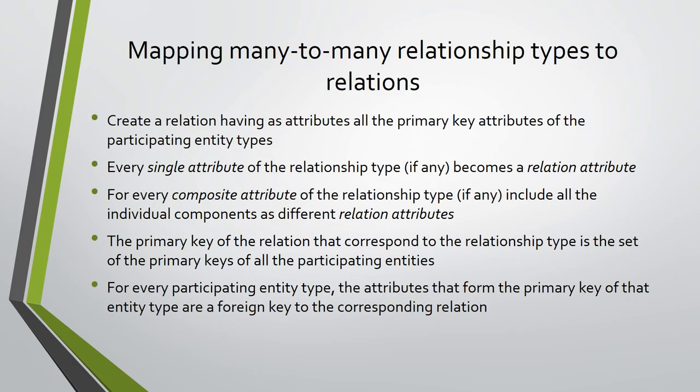Mapping relationship types to relations is a bit more complicated, and there are different rules for many-to-many, many-to-one, and one-to-one relationship types. Mapping many-to-many relationship types to relations seems a bit more complex, but is still not difficult.